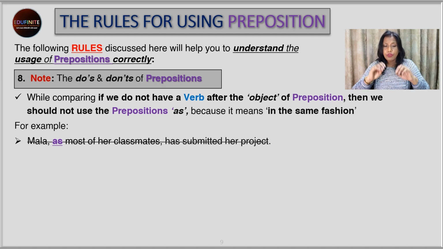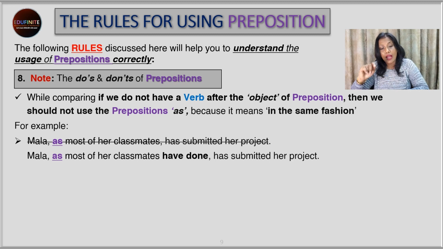So over here, there is no verb. As most of her classmates. So we cannot use it this way. We can rewrite it as Mala, as most of her classmates have done, has submitted her project. So after most of her classmates, we have put the verb have done. So this makes sense. Like we are comparing: her classmates have done that, so Mala is also doing the same thing.